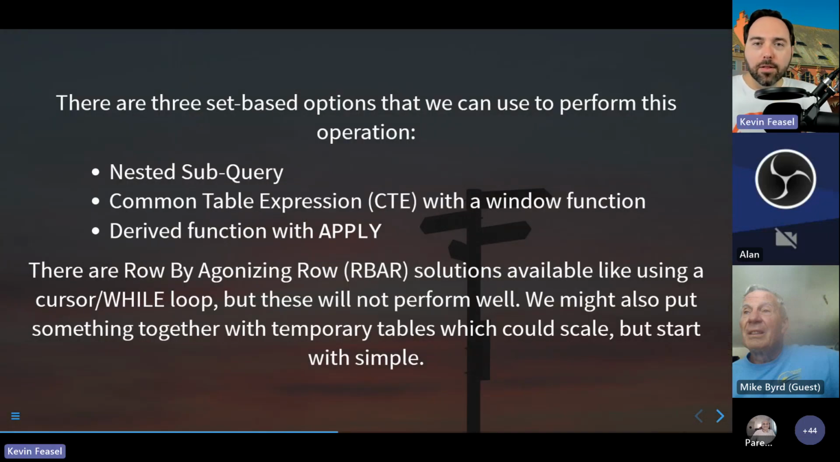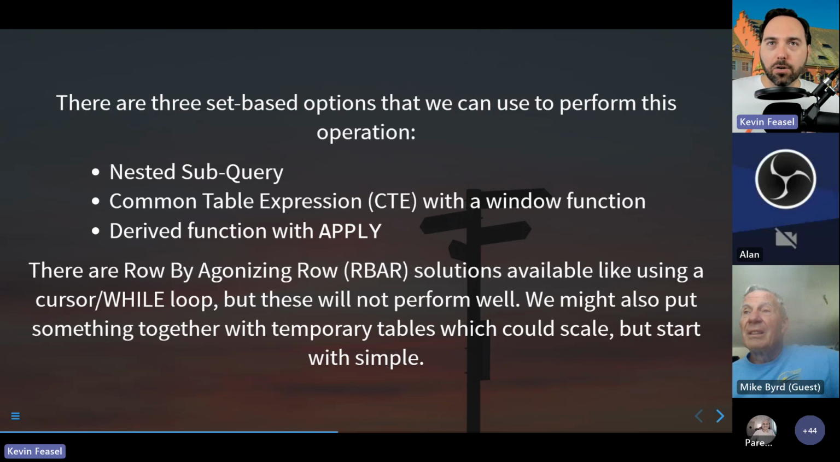There are a few options that we have, and we can go to the thinking corner. We can try out different things, but I'm going to cut to the chase here. Three options that are set-based, two options that are RBAR, row by agonizing row. The three set-based options: I can use a nested subquery, I can use a common table expression with a window function, or I can use a derived function using apply. Now, my RBAR examples: I could use a while loop or a cursor.